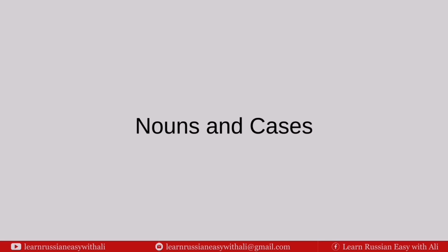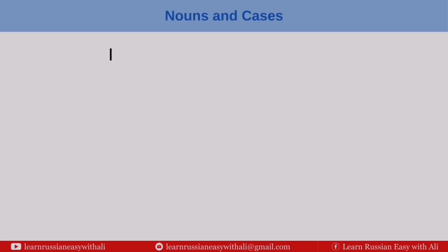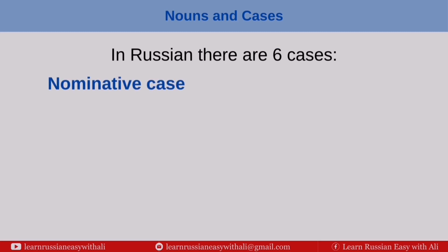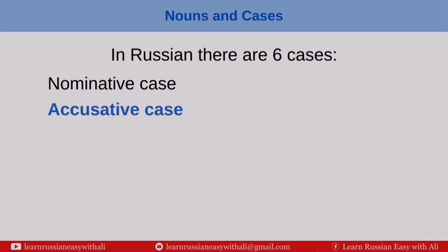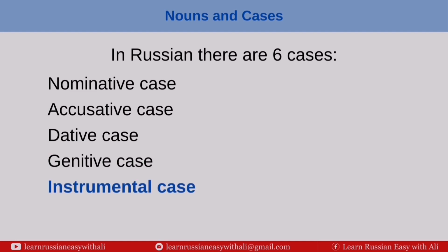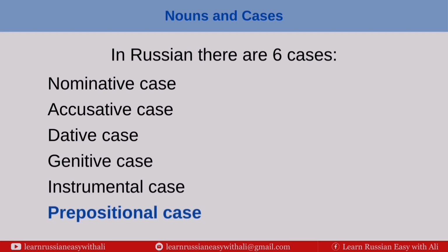Nouns and cases. In Russian, there are 6 cases. Nominative case. Accusative case. Dative case. Genitive case. Instrumental case. And prepositional case.